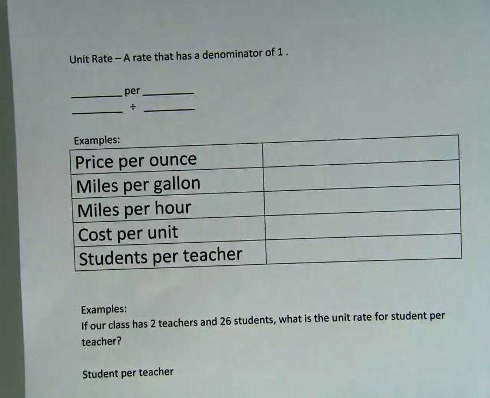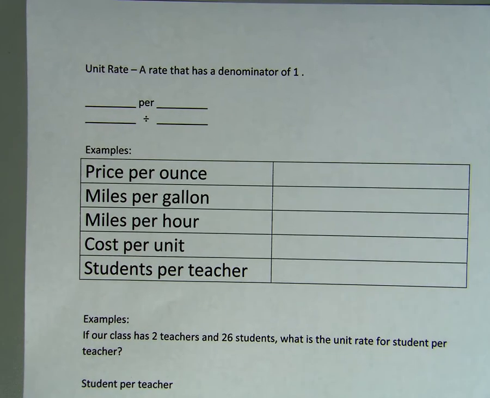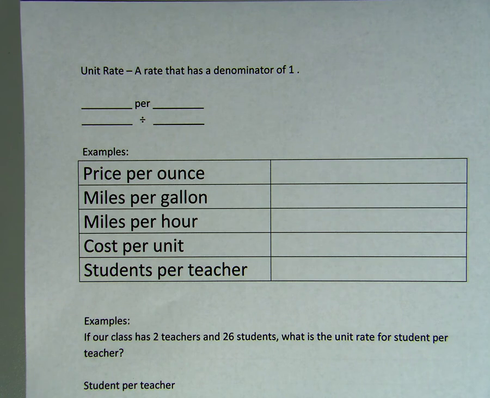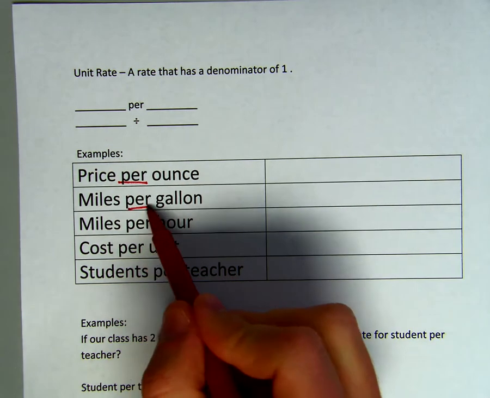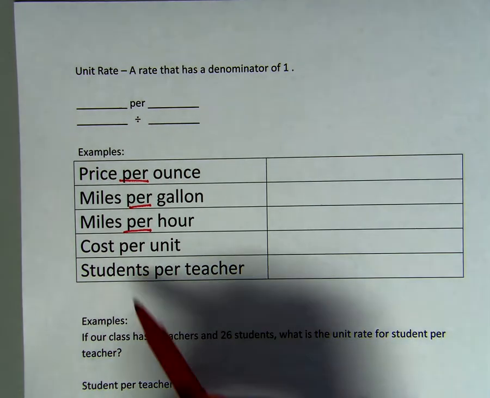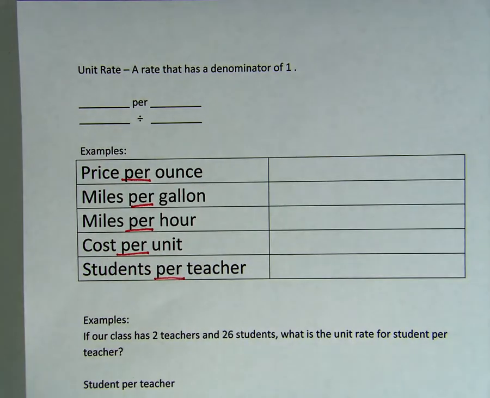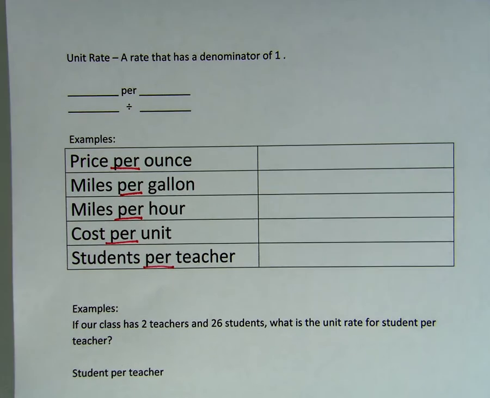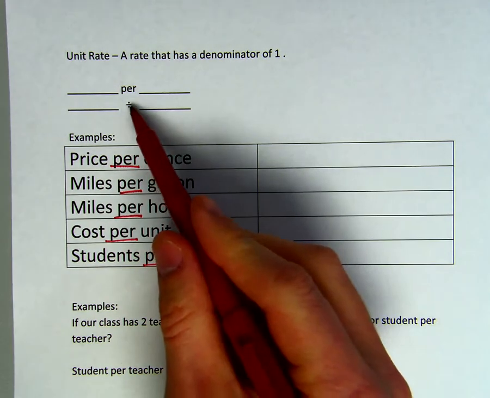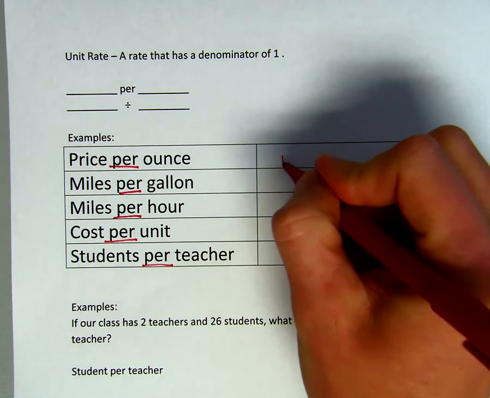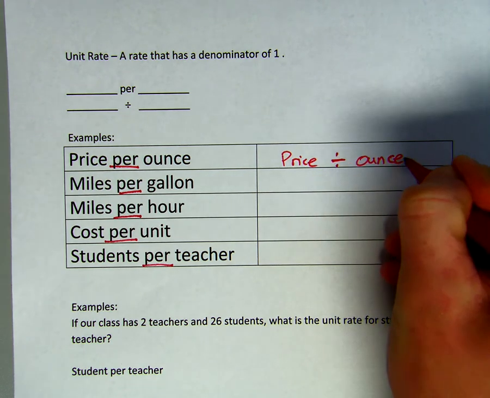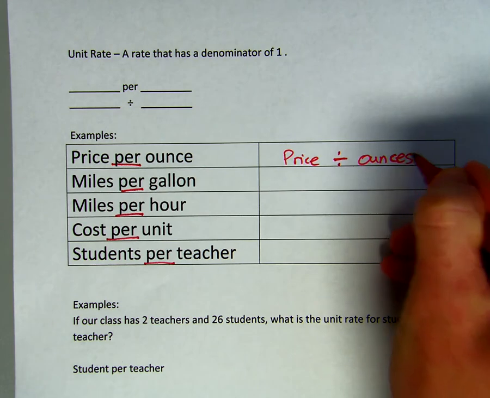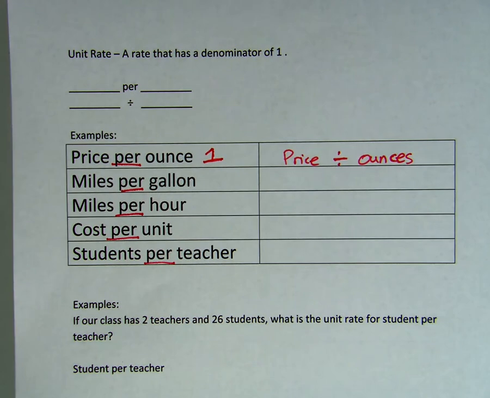We're going to use our ratios to help us solve and come up with our rates, our unit rates. So a unit rate is a rate that has a denominator of 1. You see the word per with this a lot. We see price per gallon or per ounce, miles per gallon, miles per hour, cost per unit, students per teacher. So there's just a couple examples. The word per can also be replaced by the division symbol. Your price divided by ounces will get you how much the price is per 1 ounce.